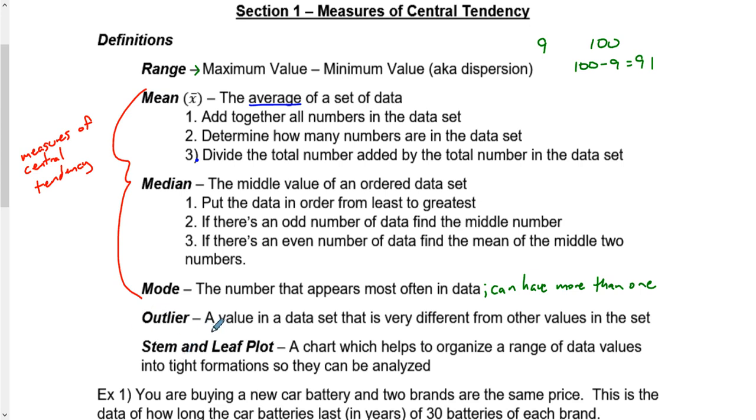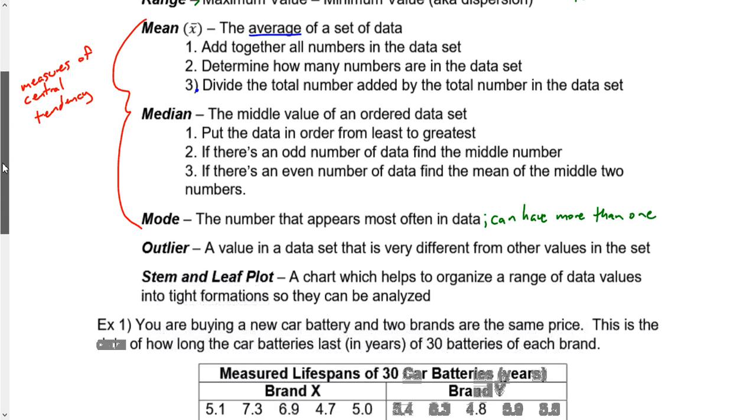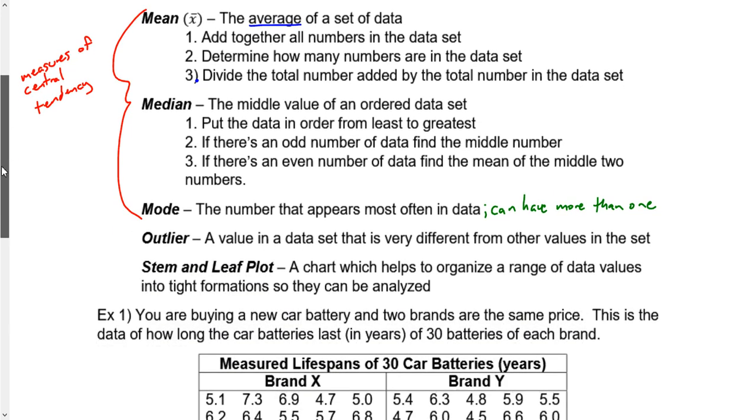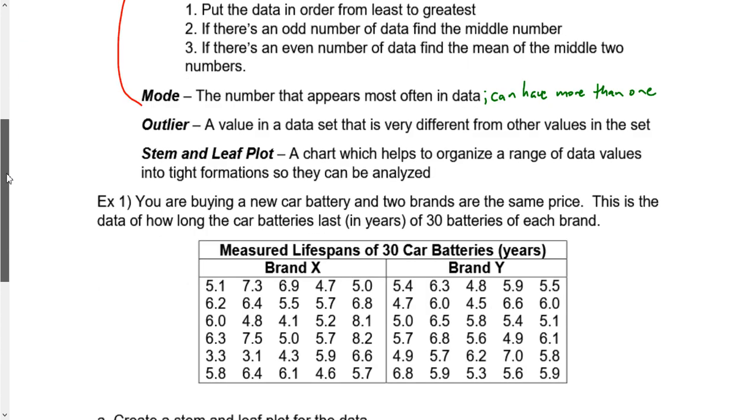Next definition is an outlier. So an outlier is a value in a data set that is very different from other values. So if you have the number 1 and then all of your other numbers are in between 100 and 110, the number 1 would for sure be an outlier. It's something that's very different than all of your others. And a stem and leaf plot is a chart which helps to organize a range of data values into type formations so you can analyze. So we're going to do actually an example of a stem and leaf plot in our first example.